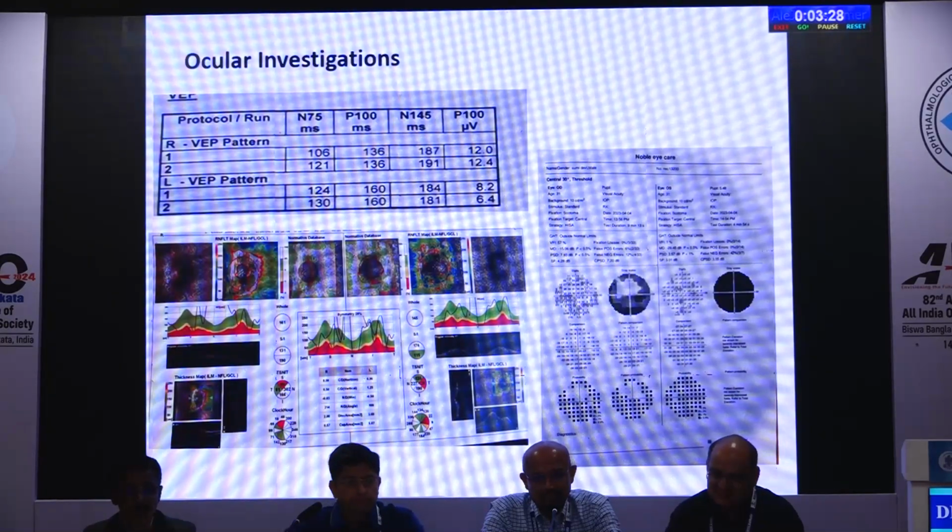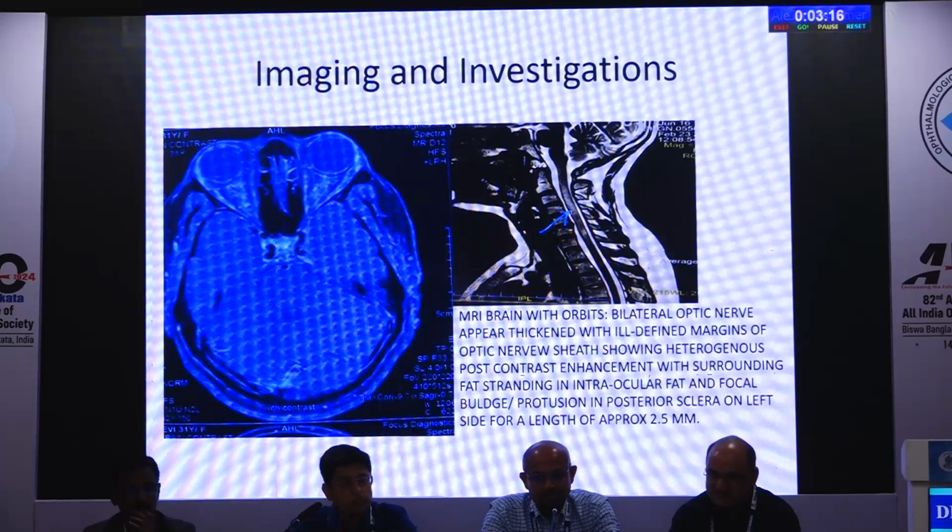You can see that there is involvement of both the optic discs, or the field in both the sides. There is an edema on the OCT. You can see that there is a delayed latency in the electrophysiology. So all three of these are helping us with our diagnosis.